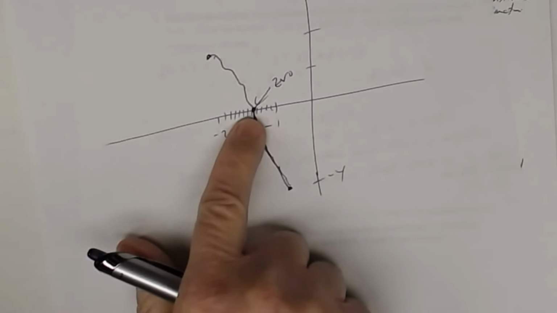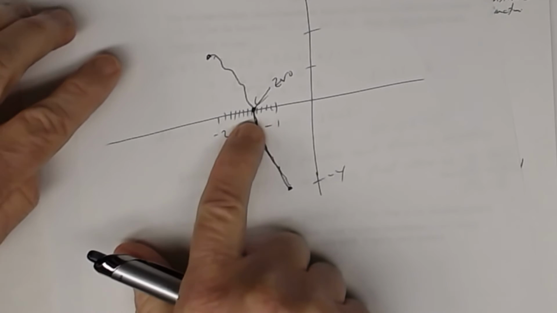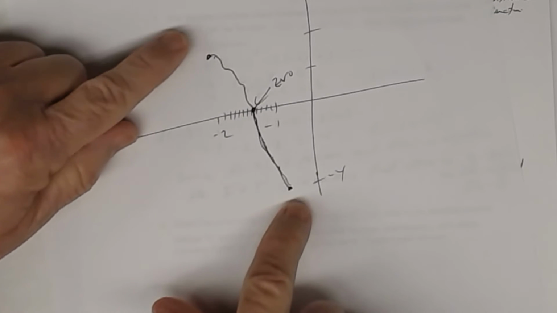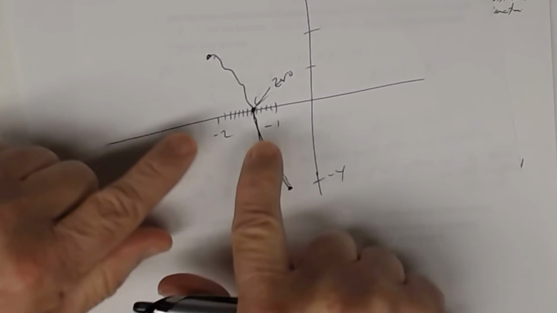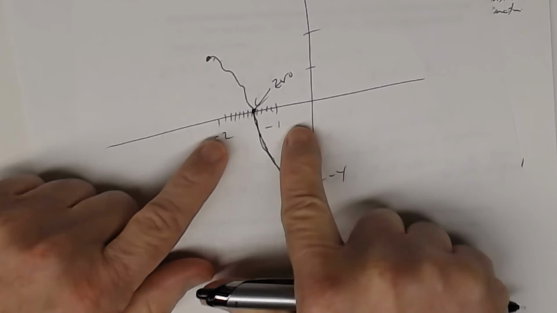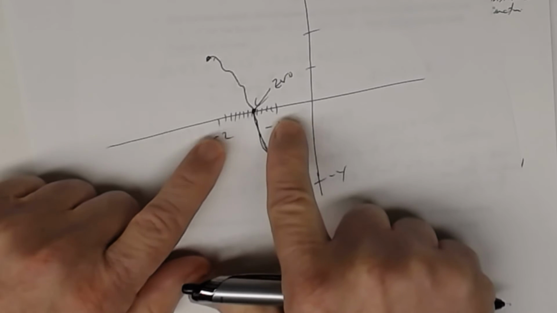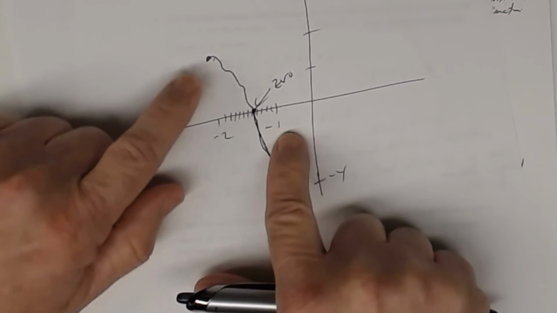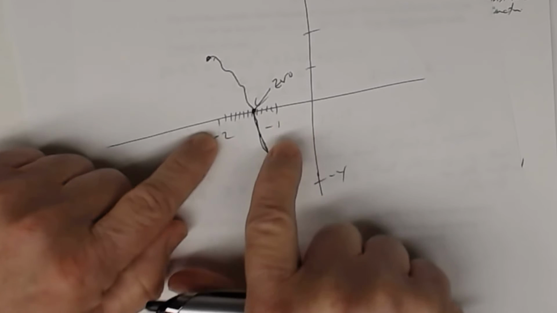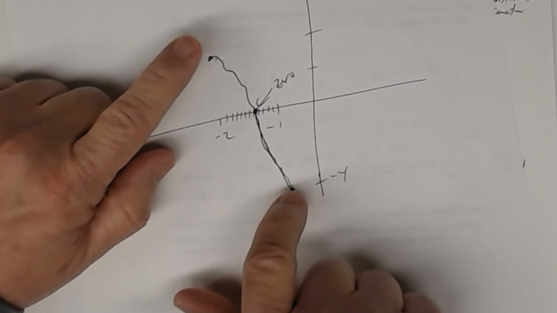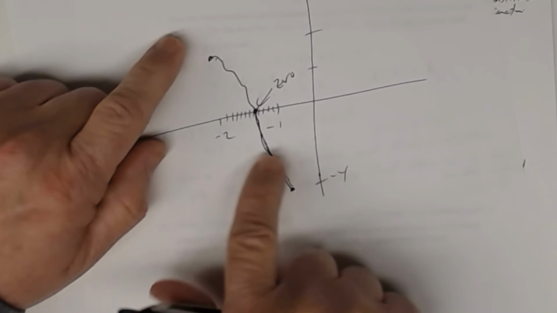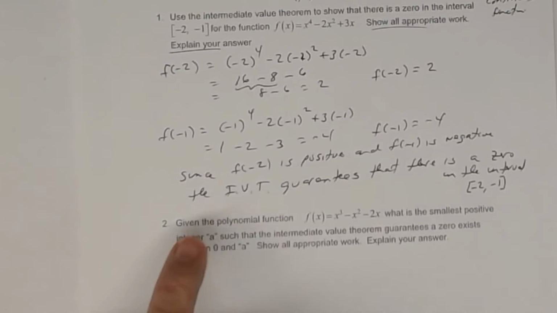Now, in this problem, you're not interested in what that 0 is. You just want to show that in that interval, using the endpoints, negative 2 and negative 1, the lower bound, upper bound, one y value is positive, one y value is negative, and that will guarantee that there is a 0. But you're not asked to find that 0. You just want to show that there is a 0. And you did that, okay?